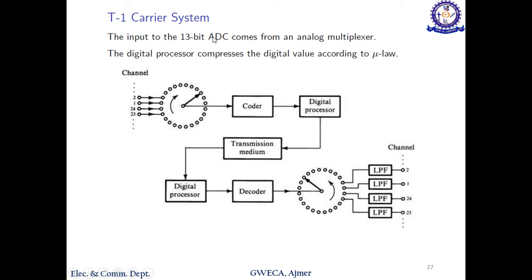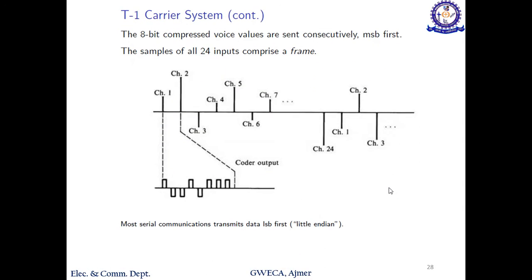The input data of an 8-bit ADC comes from the analog multiplexer. The digital processor compresses the digital value according to mu law companding. Mu law companding is used in this T1 carrier system. So again, the commutator, then the coder, then the digital processor, going to the transmission medium, maybe copper lines, then the digital processor at the receiving end, the decoder, and again the commutator, which is passed through the low pass filter, and we get our desired data.